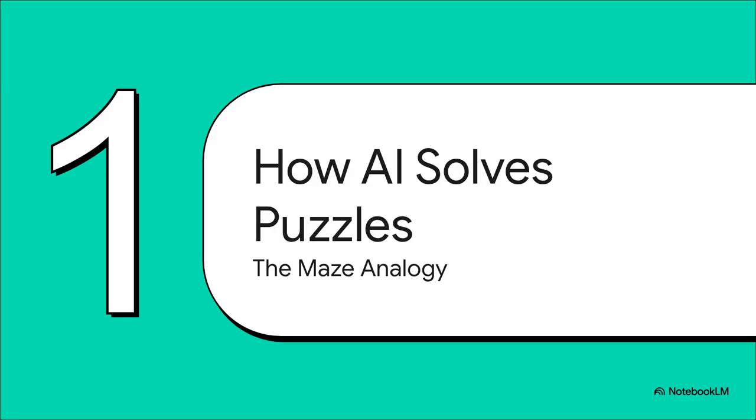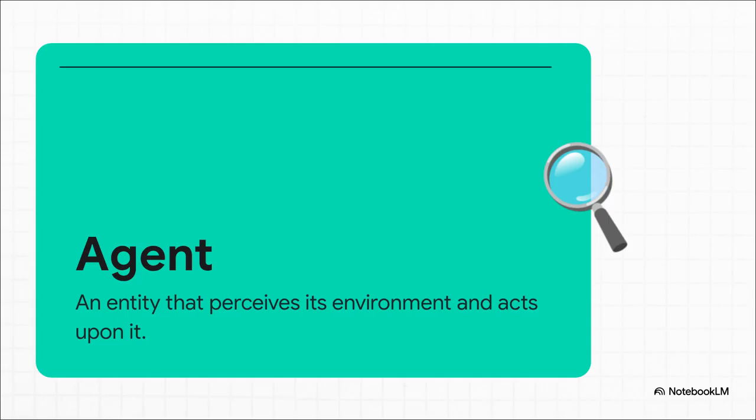So to really get our heads around this, we're going to use a super simple analogy for this whole explainer: an AI agent trying to solve a maze. And just remember, this maze isn't just a maze. It could be a map for your GPS, a game board, or pretty much any problem with a start and a finish.